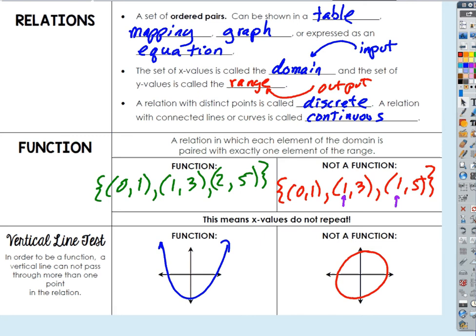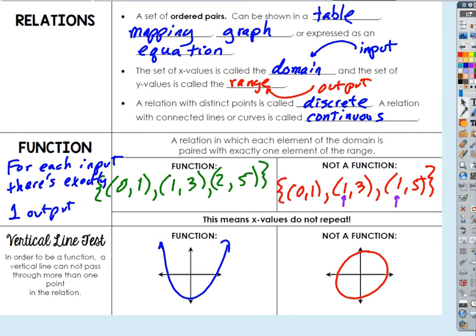Remember, for a function, we had an easy, informal definition that worked pretty well. The rule for a function is, you fill this in: for each input, there's exactly what? One output. For each input, there's exactly one output. And if that's true, then it's a function.